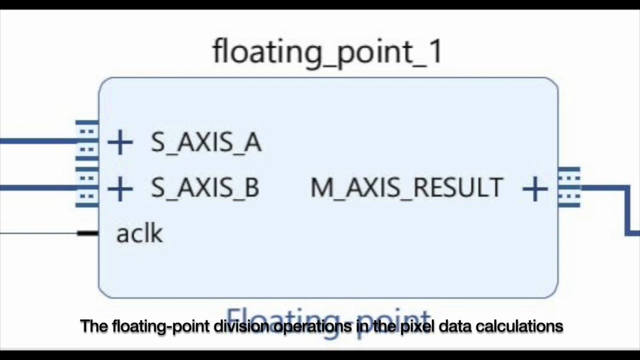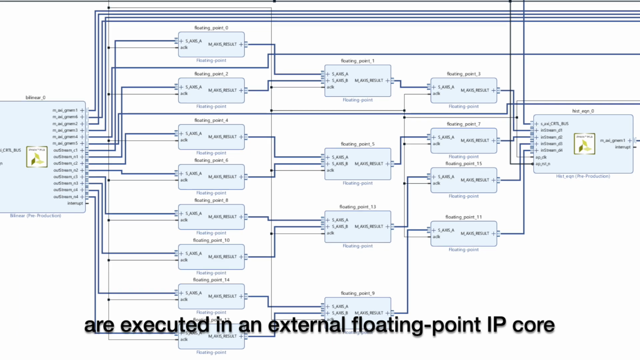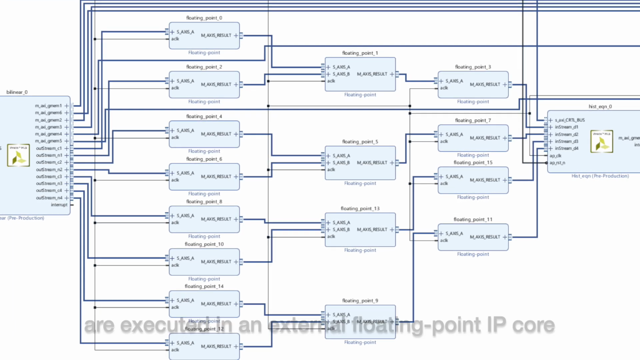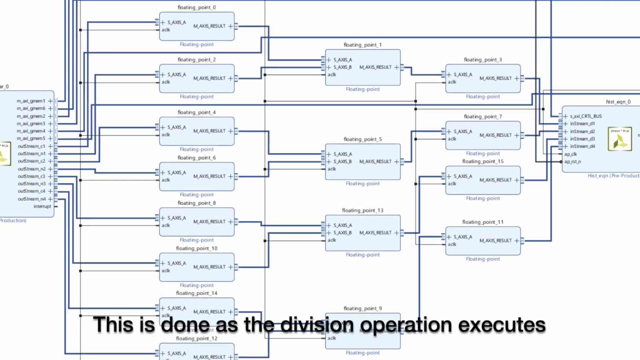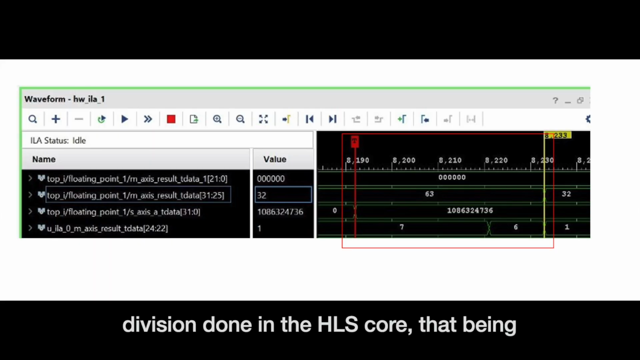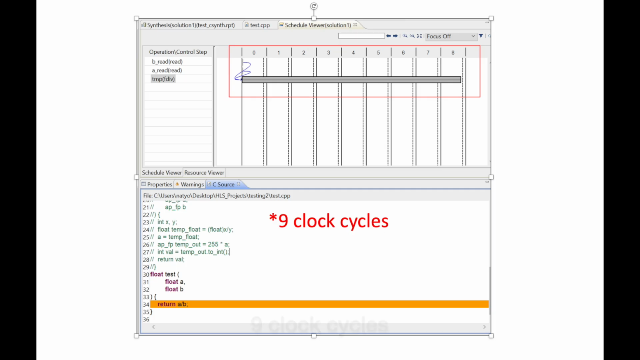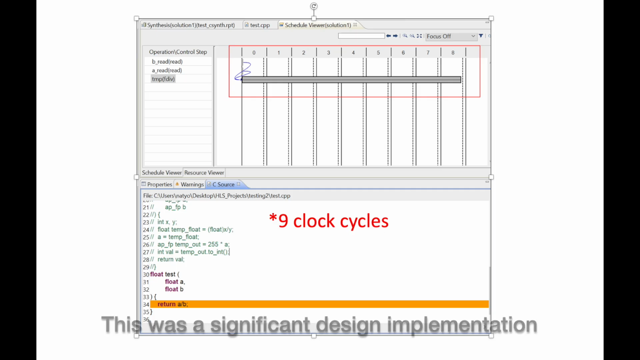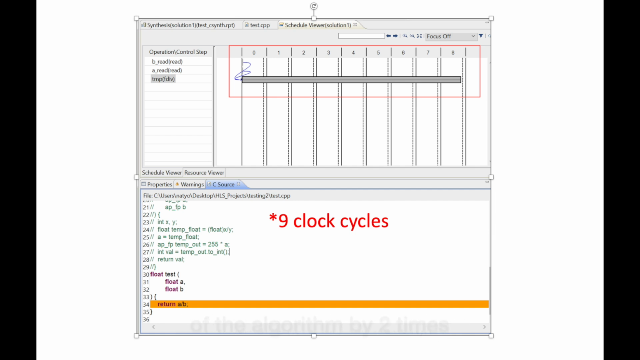The floating point division operations in the pixel data calculations are executed in an external floating point IP core. This is done as the division operation executes at a faster speed of 4 clock cycles compared to the division done in the HLS core, that being 7 clock cycles. This was a significant design implementation as it increased the throughput of the algorithm by 2 times.